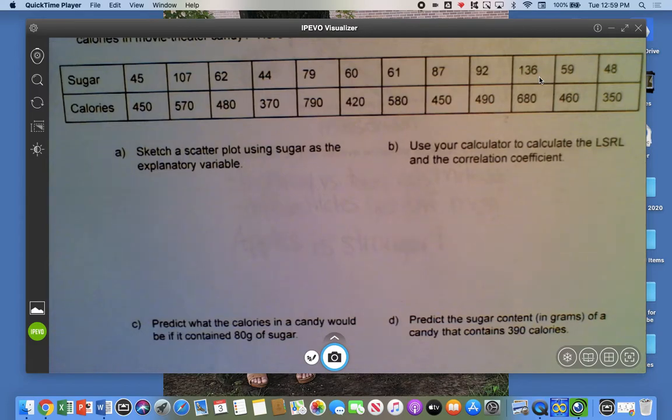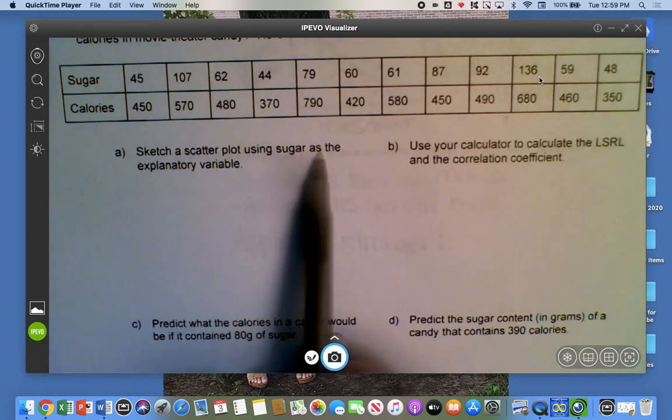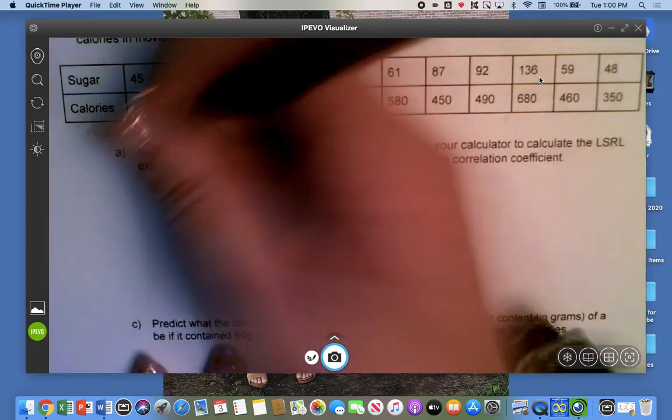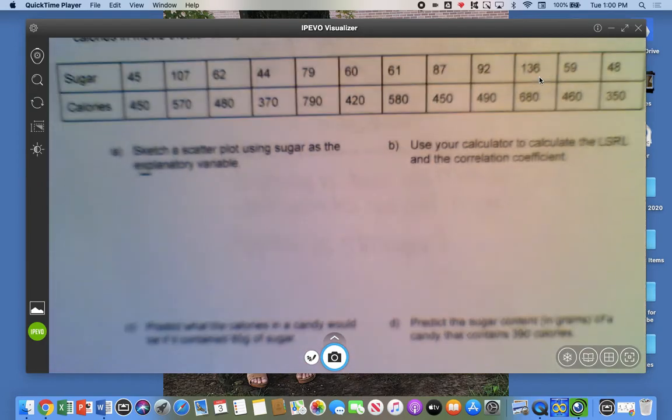All right, back to math. The first thing we're going to do is create a scatter plot. Based on what you see in the table, it says use sugar as the explanatory variable. Which axis does that go on? How do you know it goes on the X? Because explanatory has the letter X in it, so that goes on the X-axis.